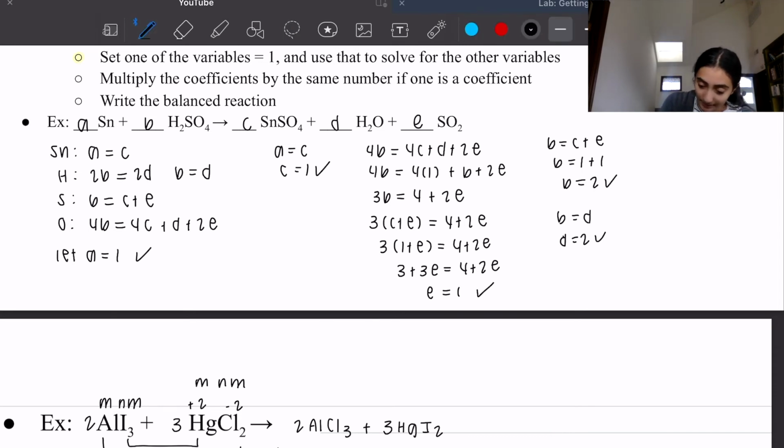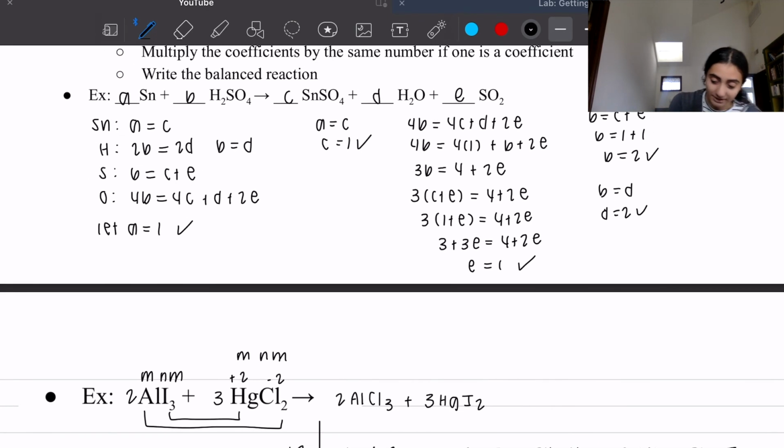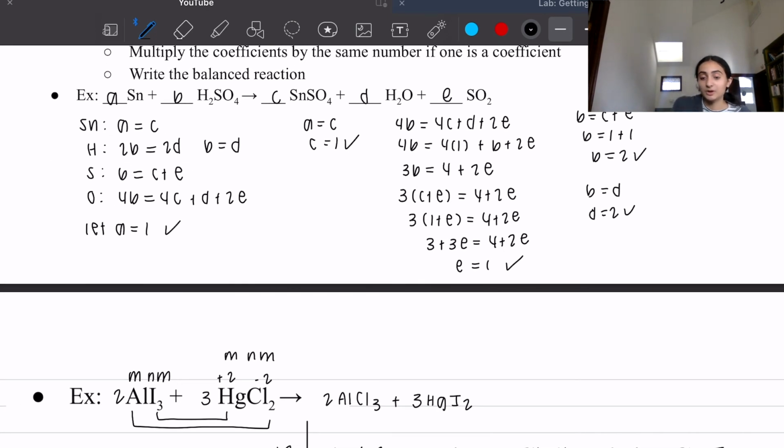And I'm going to rewrite my equation. I'm going to try to fit it down here. So now that we've solved for the variables, we know what all of our coefficients are going to be in the reaction, and we didn't need to do the chart because it would have been very complicated that way. So I'm going to rewrite my reaction as Sn plus, and then what is B equals 2, so 2H2SO4 yields SnSO4 plus 2H2O plus O plus SO2.